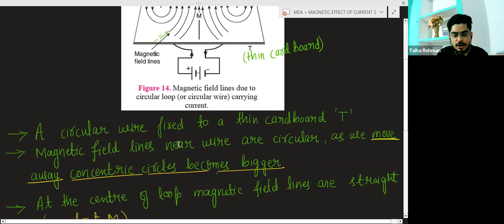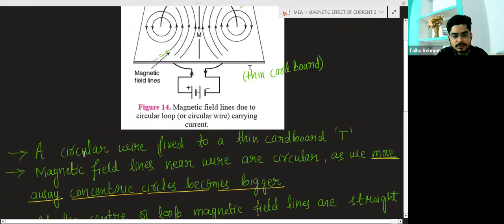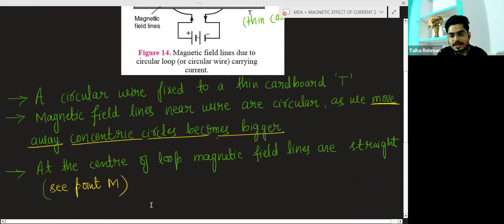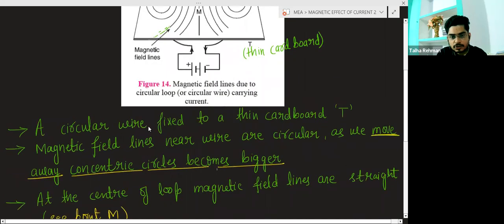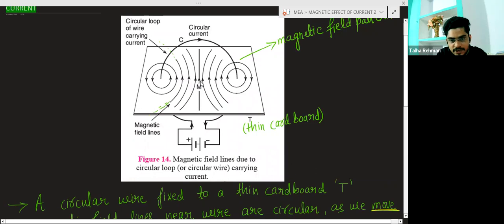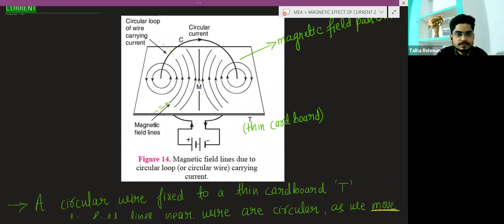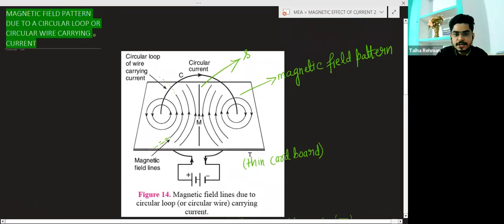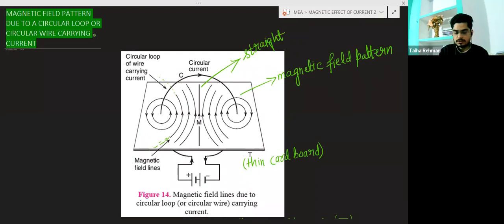Now at the center of the loop, the magnetic field lines are a straight line. So now see, here this is the straight magnetic field line at the center. This is the straight line, the straight magnetic field line.